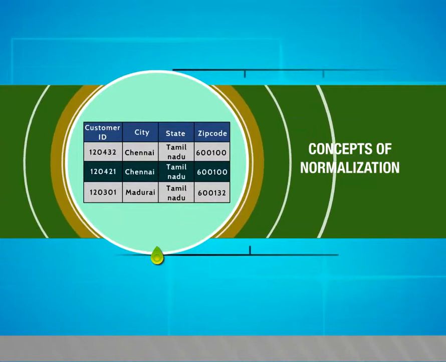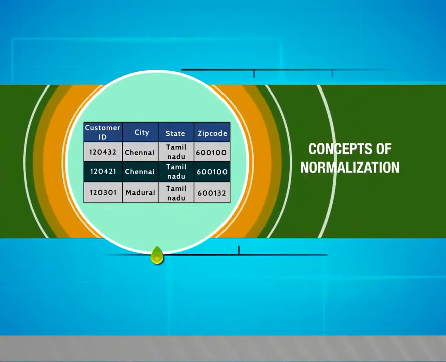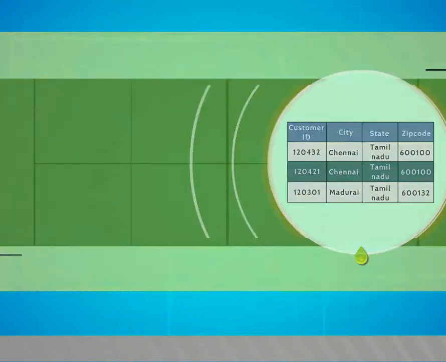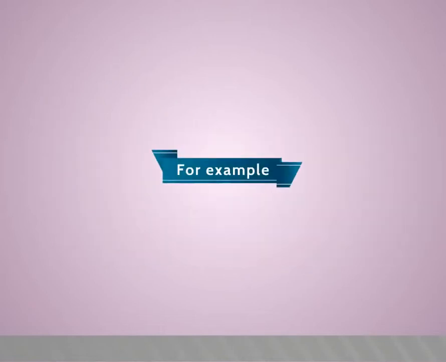Concepts of normalization. In this video, we are going to see about concepts of normalization. Normalization is a systematic way of ensuring that a database structure is suitable for general-purpose querying and free of certain undesirable characteristics, insertion, update, and deletion anomalies, that could lead to a loss of data integrity.